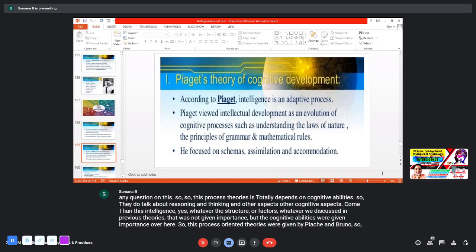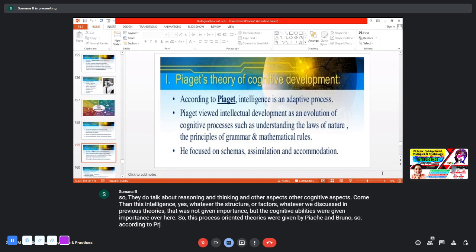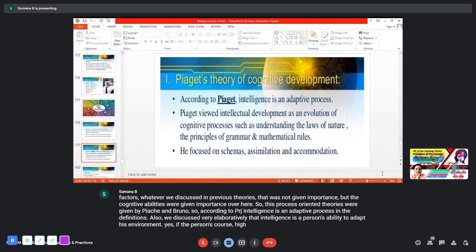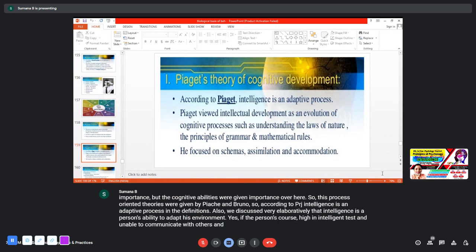According to Piaget, intelligence is an adaptive process. In the definitions also, we discussed very elaborately that intelligence is a person's ability to adapt to his environment. If a person scores high in intelligence tests and is unable to communicate with others and understand others, do you think the person really possesses high intelligence?